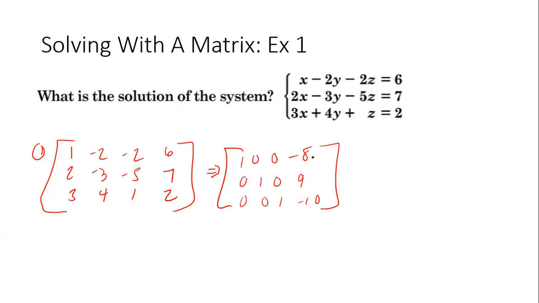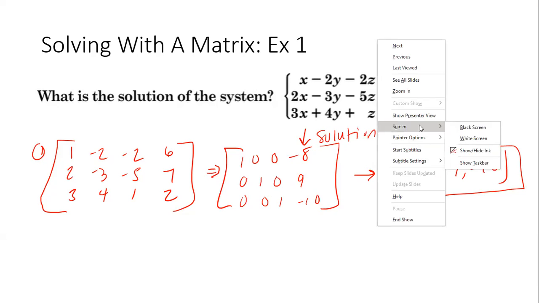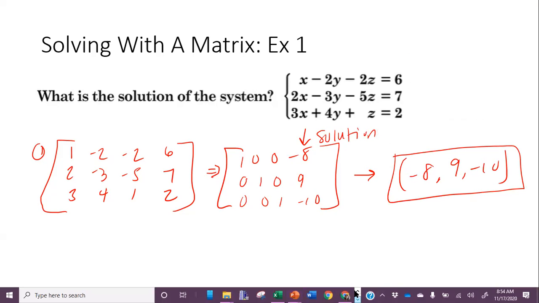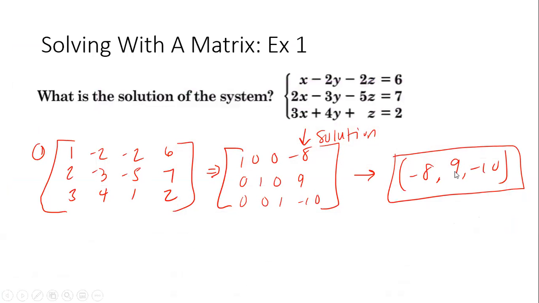Okay, and so the last column, this right here, represents our solution. So our solution is -8, comma 9, comma -10. And there, we're done. I think I wrote those right. Let me double check. My brain's a little slow. -8, 9, -10. Yes, I did.